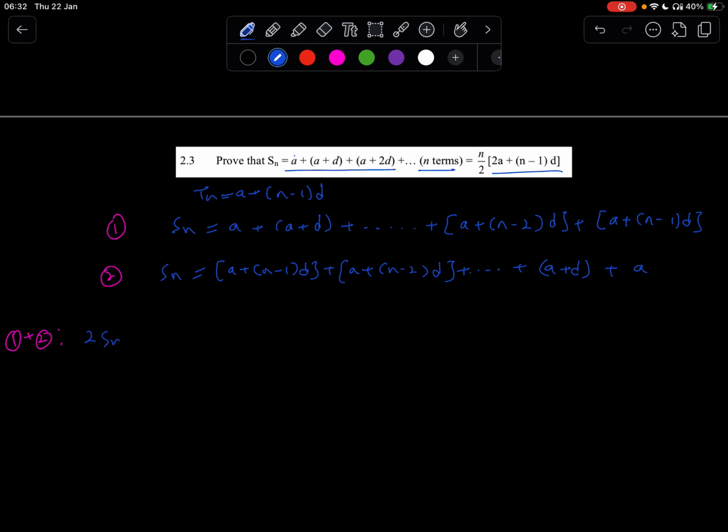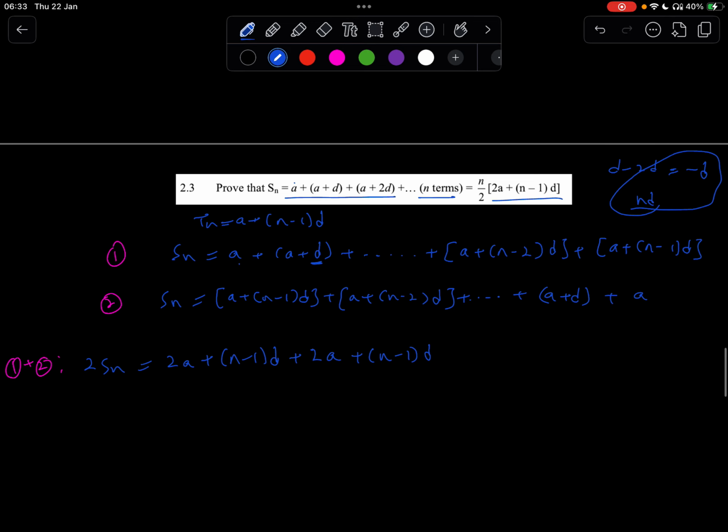Sn plus Sn, that's 2Sn. A plus this, that's 2a plus (n minus 1)d. This term plus this term, that's a plus a, which is 2a. Then this d, and you see here, we have nd, we have minus 2d, right? So d minus 2d, we're left with what? Minus d. And then we already have nd. These two together, we factorize the d, we're left with (n minus 1)d.